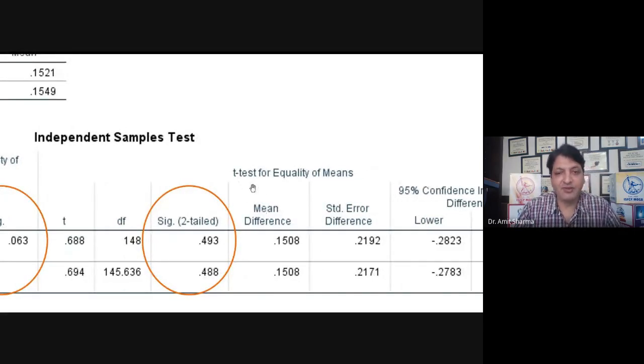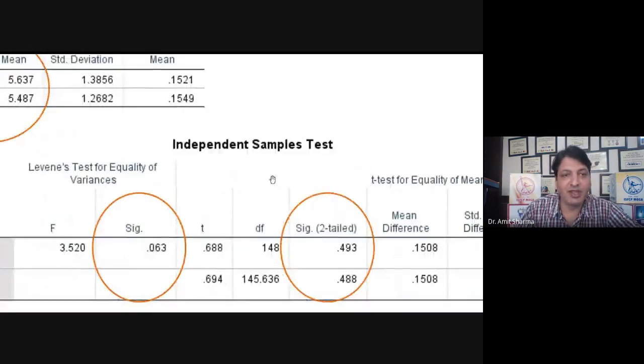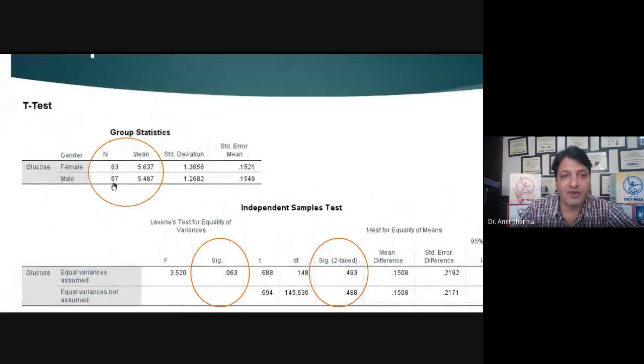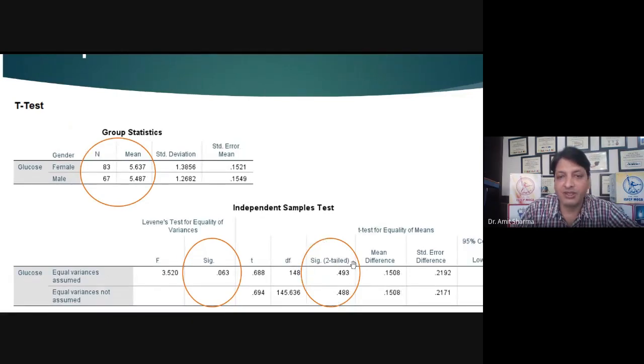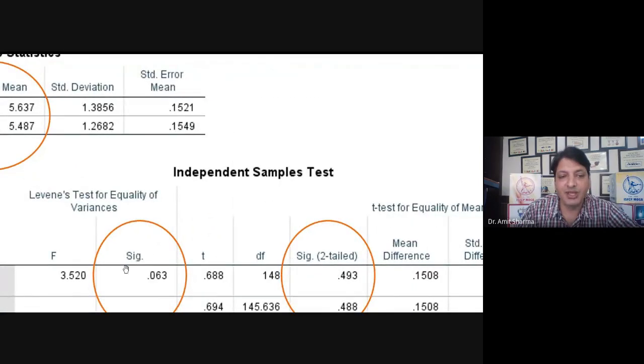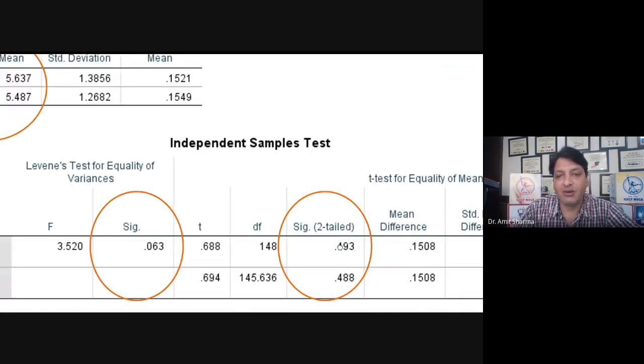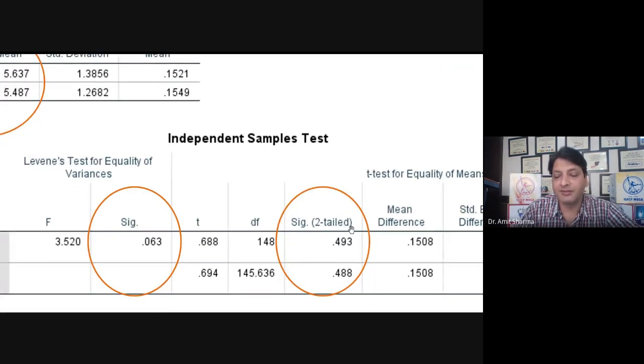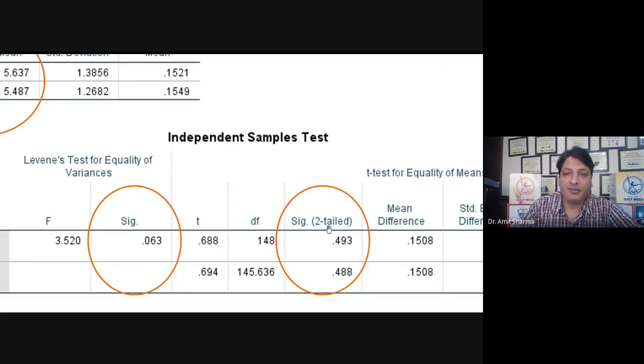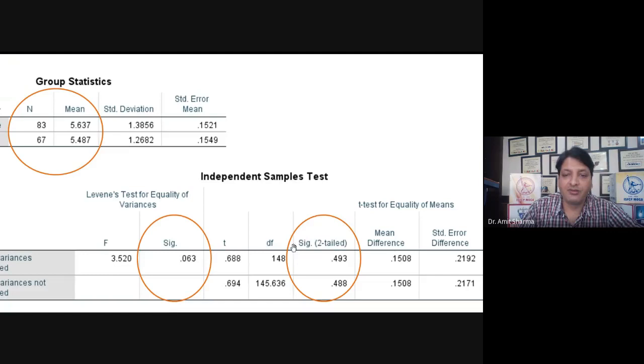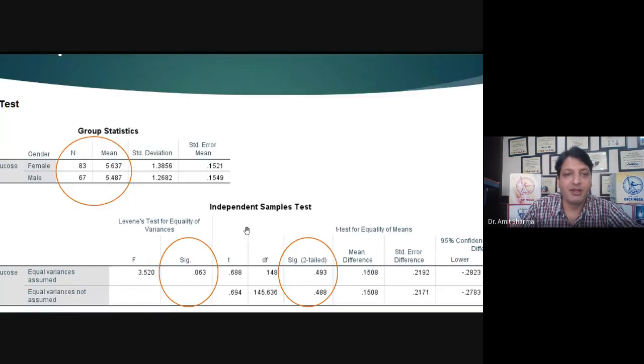So what are the things we are going to add in the research paper? We can add the value of n, the mean, the standard deviation, the degrees of freedom, and the significance value of the independent sample t-test. Just remember, students make a mistake: they take this value, but this value represents Levene's test. What we have to do is take the significance value where two-tailed is written. Clear? So these things can be taken for the research report writing.